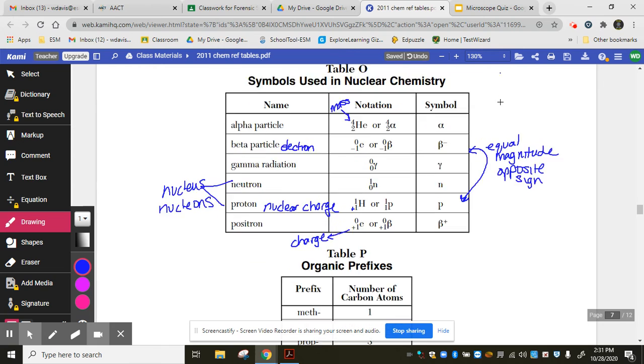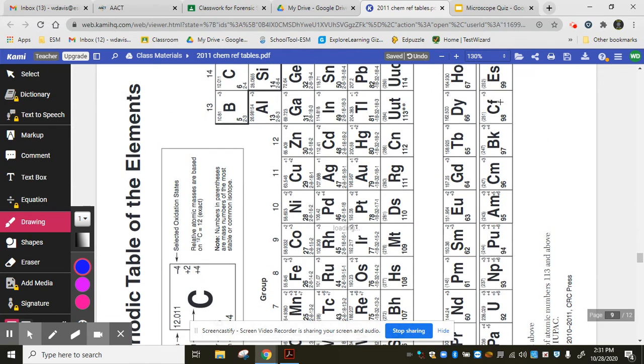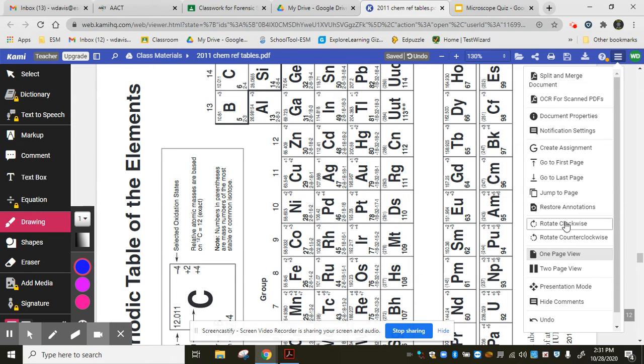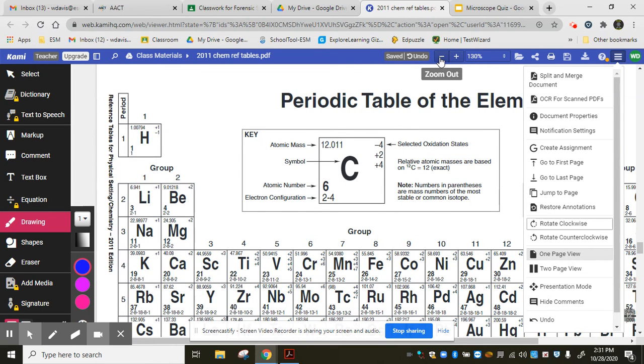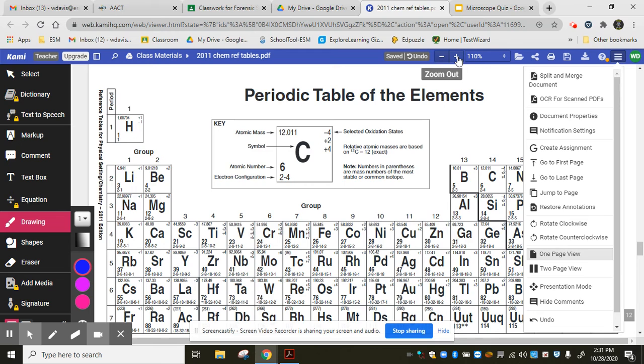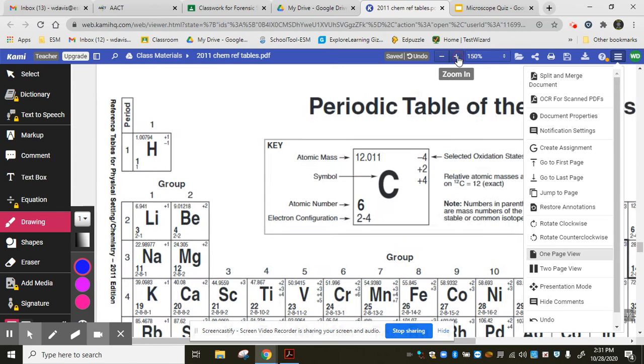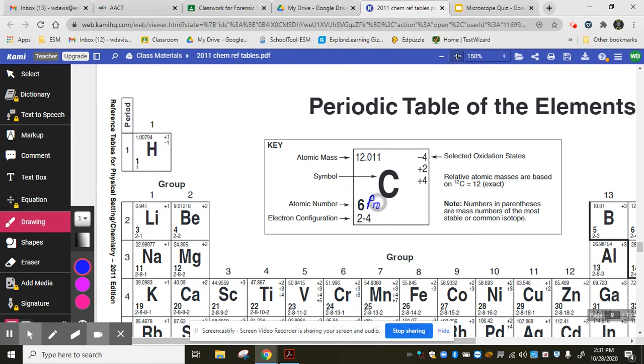Very important to know. Now we're going to just go to our periodic table. Let me rotate this so that you can see it. There we go. I'll just keep it at a larger size. I'm just going to work on this key right here. So the atomic number tells you the number of protons. The atomic number tells you the nuclear charge.